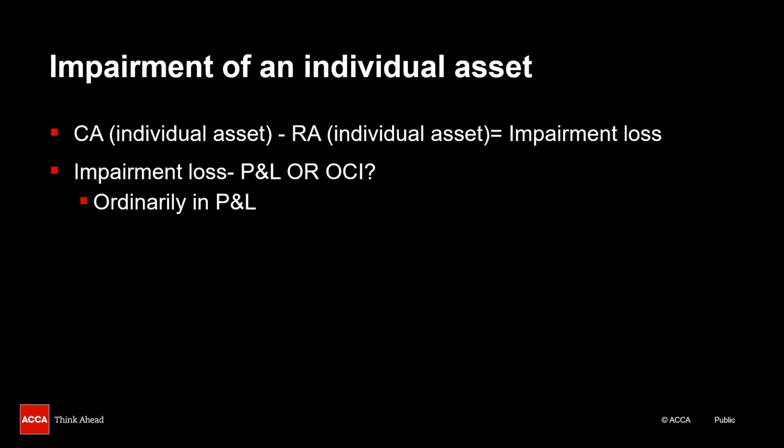To recap, an impairment loss of an individual asset is the carrying amount of that asset less that asset's recoverable amount. But where is the impairment loss recorded? The general principle would be recognizing the impairment loss immediately in profit and loss, unless the asset is carried at a revalued amount. If that is the case, the impairment loss is treated as a revaluation decrease.